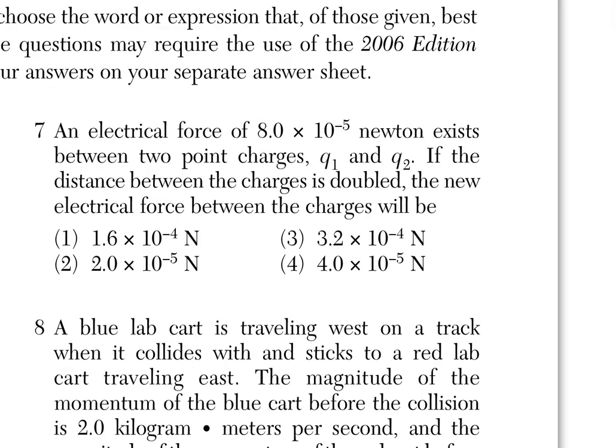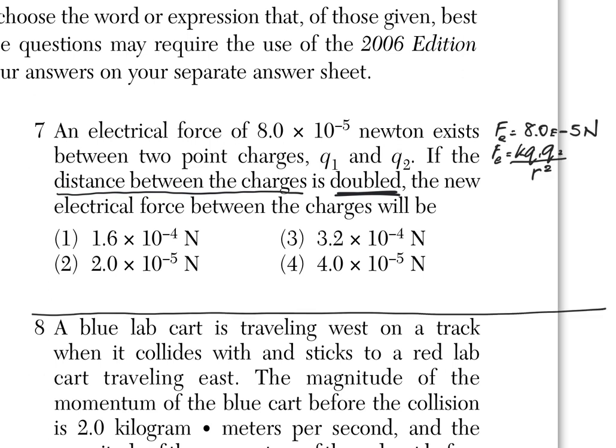So in 7, I have an electrostatic force, 8 times 10 to the negative 5 newtons between 2 point charges Q1 and Q2. And it says the distance between the charges is doubled. We have a change word being double, triple, half, quarter. It says, what's the new electrical force? So we're dealing with electrical force, so that would mean Coulomb's law. And we're dealing with a proportional expression, so we're dealing with doubled.